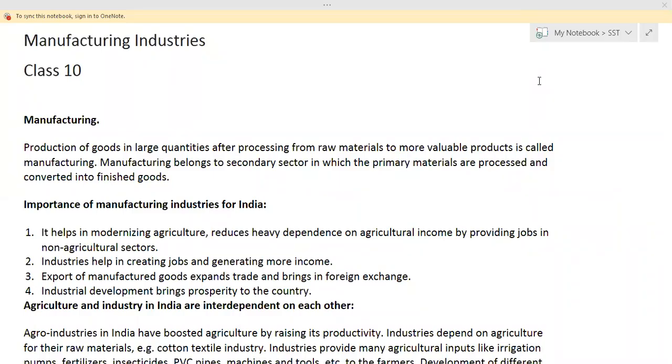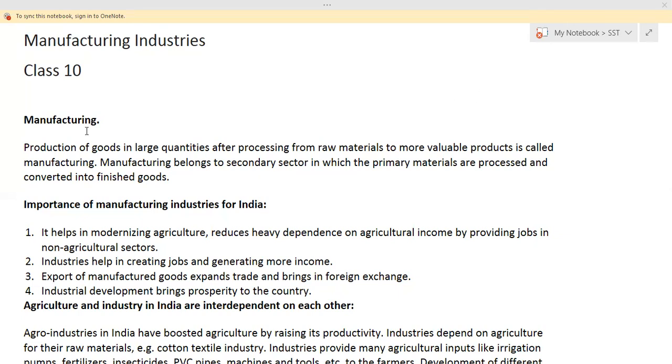Manufacturing industries from class 10. Manufacturing. What do you mean by manufacturing? Production of goods in large quantities after processing from raw material to more valuable products is called manufacturing. So large quantities of goods, processing them from raw material to a valuable product, is called manufacturing.